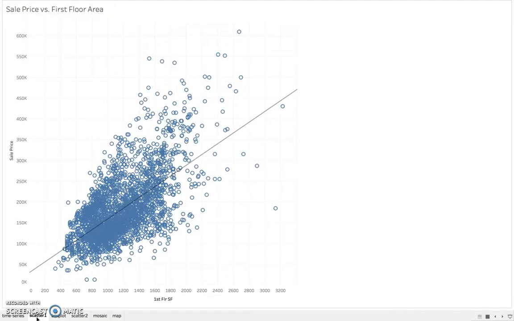Then we use a single scatter plot for sales price versus the first floor area. The figure shows that there might be a linear relationship between sales price and first floor area. We also add the trend line here, which shows the p-value is less than 5% and the r-square is 0.4, which means the first floor area might be a significant variable for the sale price prediction model.